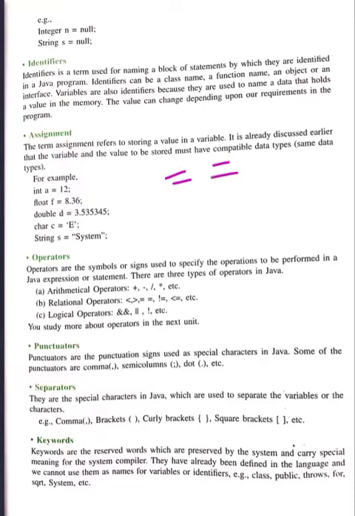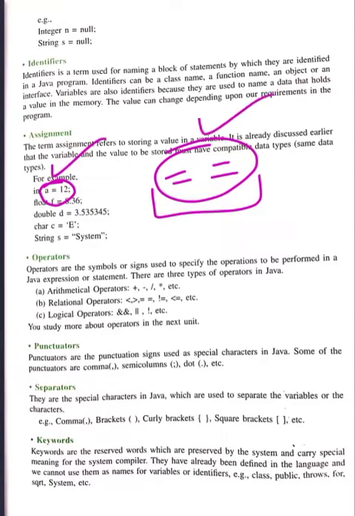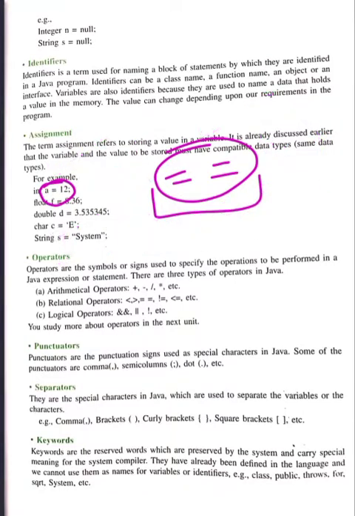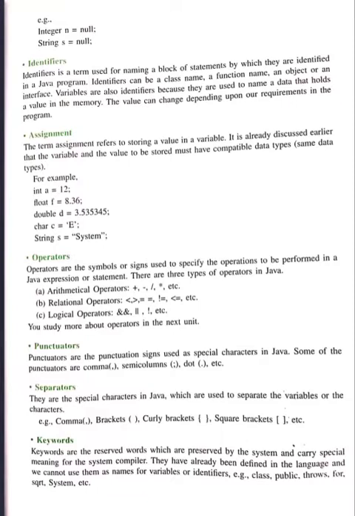Double equal we are having, that is called the relational operator. There is a difference between single equal and double equal. This is an assignment operator. Double equal is a relational operator, and single equal assigns a value to a variable, whereas double equal compares whether it is true or false. If I am writing an if statement, if A double equal to B, that means it will compare whether A is equal to B or not. The answer will be Boolean, that is true or false.